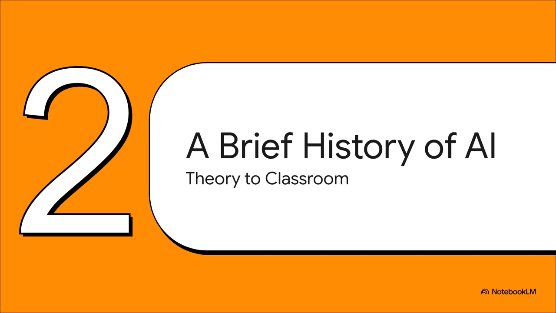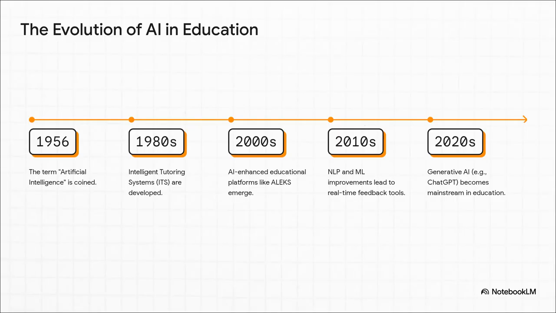So let's do a quick history lesson, see how we went from just a theory to the tools we're actually using in our classes today. You are not going to believe this, but the term artificial intelligence was actually coined way back in 1956. By the 80s, we started seeing the very first intelligent tutoring systems. But just look at this timeline. You can see how things just exploded. The last decade gave us this huge boom in machine learning. And now, generative AI is something my grandma knows about. The pace of change is staggering.